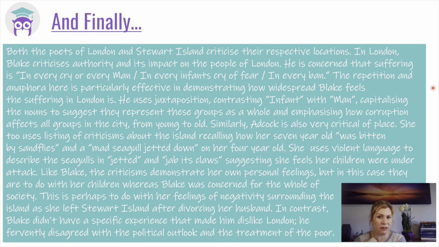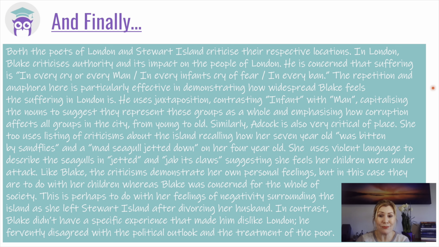Similarly, Adcock is also very critical of place. She too uses listing of criticisms about the island, recalling how her 7-year-old was bitten by sandflies and a mad seagull jetted down on her 4-year-old. She uses violent language to describe the seagulls, jetted and jab its claws, suggesting she feels her children want her attack. Like Blake, the criticisms demonstrate her own personal feelings, but in this case, they are to do with her children, whereas Blake was concerned for the whole of society. This is perhaps to do with her feelings of negativity surrounding the island, as she left Stewart Island after divorcing her husband. In contrast, Blake didn't have a specific experience that made him dislike London. He fervently disagreed with the political outlook and the treatment of the poor.